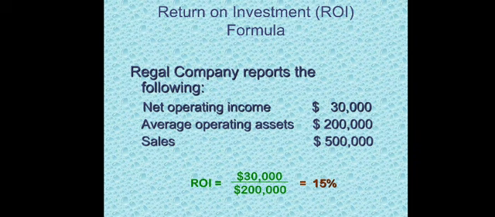In this sample question, the average operating assets are given as one number. In other questions, maybe you will be given beginning balance of asset and ending balance of asset. So you have to know how to calculate the average operating asset.